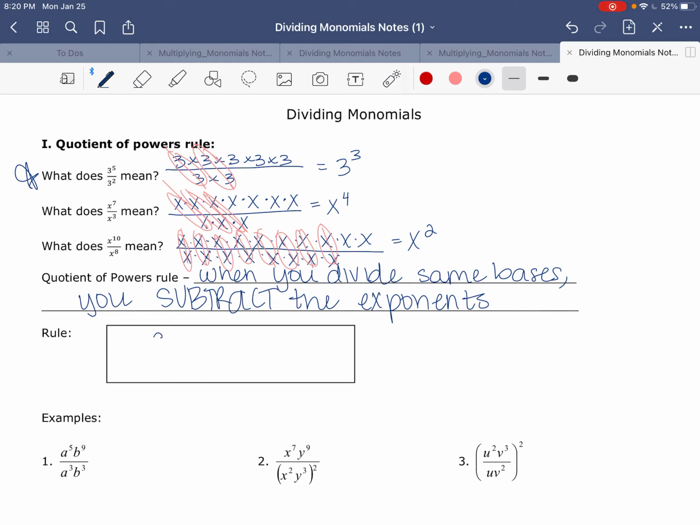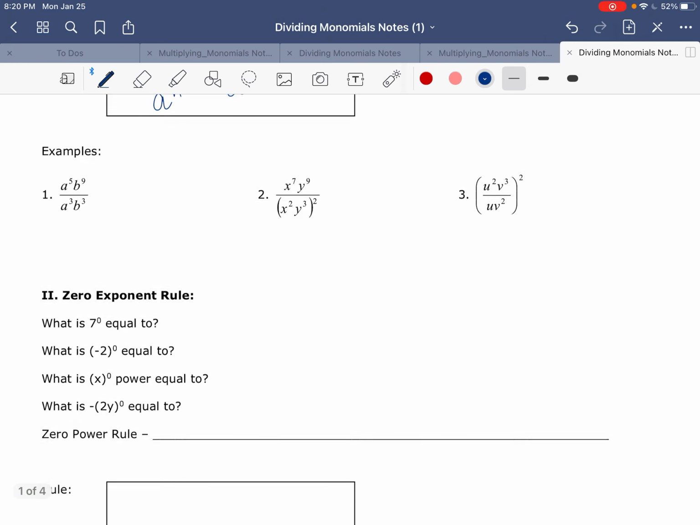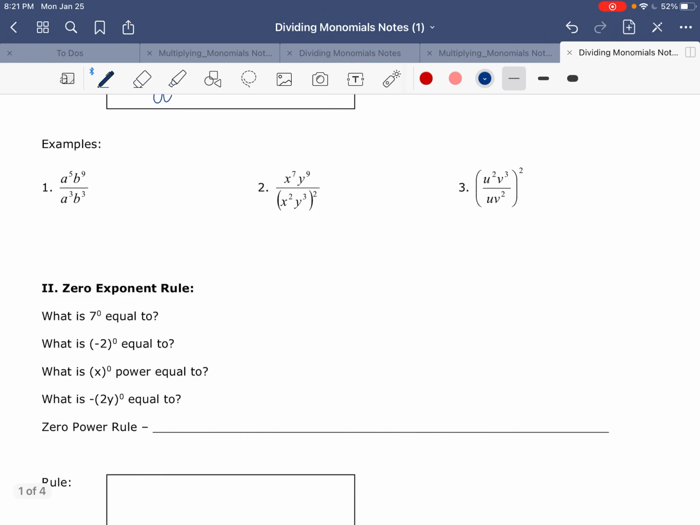So our rule, if we have a to the power of m divided by, remember, same base, so a to the power of n, that's going to equal a to the power of m minus n. So let's look at our first couple of examples. We have a to the 5th times b to the 9th over a cubed times b cubed.